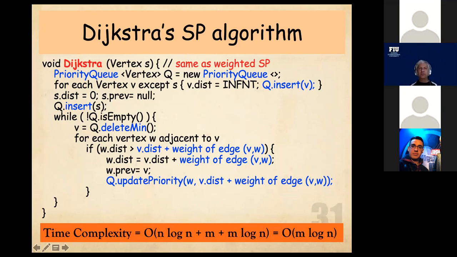It turns out you can, by using some tricks, improve on this. By using a fancier priority queue here, you can improve on the time complexity, and you can make it m plus n log n. But for now, let's not worry about that. If there are any other questions, I'm happy to answer them.